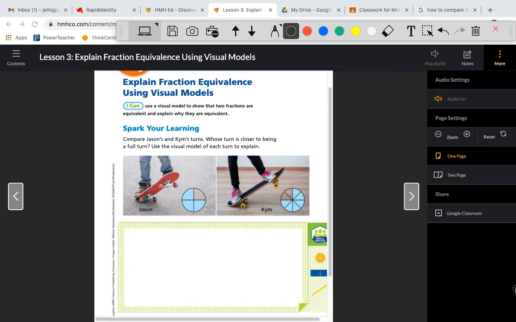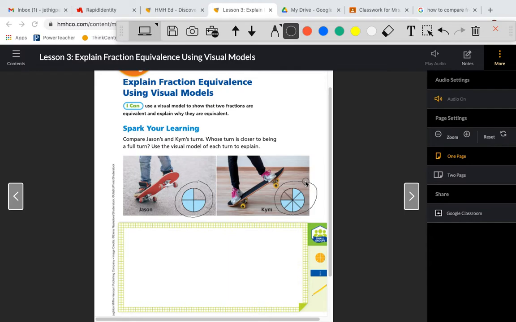Compare Jason's and Kim's turns. Whose turn is closer to being a full turn? Use the visual model of each turn to explain. All right, so now let's look at our two models that we have. Here's Jason's and here's Kim's. So what we're doing today is we're looking at the parts that are shaded in to see which shape has more shaded parts than the other.